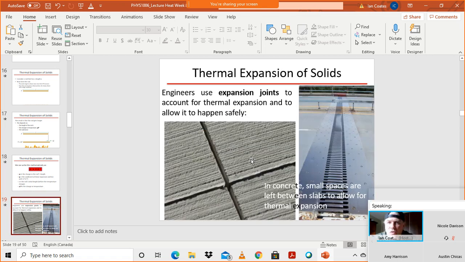Engineers, of course, use expansion joints to account for thermal expansion, okay? And everything they make, they have to include this, all right? And, you know, imagine living in a hot country.